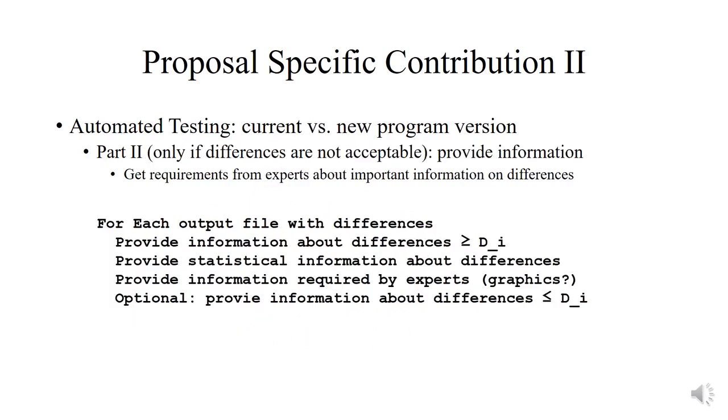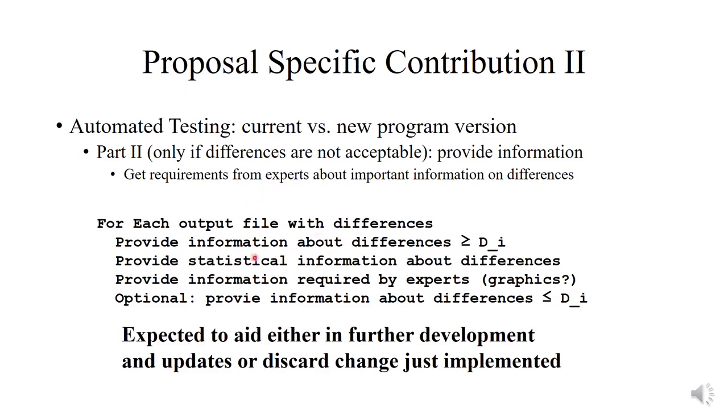When the previous testing fails, the experts are required to get more involved in the differences analysis. All we can do and our tools can do is provide information about differences that are greater than those provided or required by the expert and the applications, of course. On those differences, several kinds of information can be provided depending on the expert's requirements. The information provided by the tools is expected to aid in further development and updates of the source code, or even the change may be discarded because it introduces some problem or some bug or some miscalculation in the application.